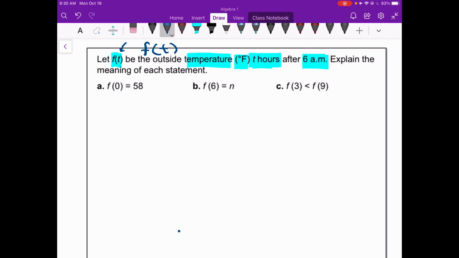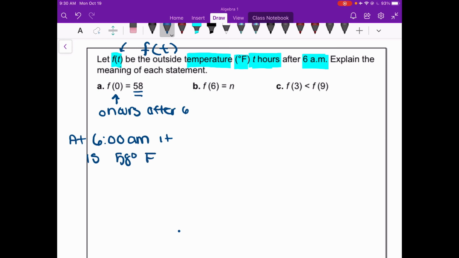So when we look at number 1, f of 0 means 0 hours after 6 a.m. So when we write a sentence about what this means, we want to write about the time. So what time is it? 0 hours after 6 a.m. It's 6 a.m. So at 6 o'clock a.m. in the morning, what does it equal? 58 degrees Fahrenheit. So it is 58 degrees Fahrenheit.